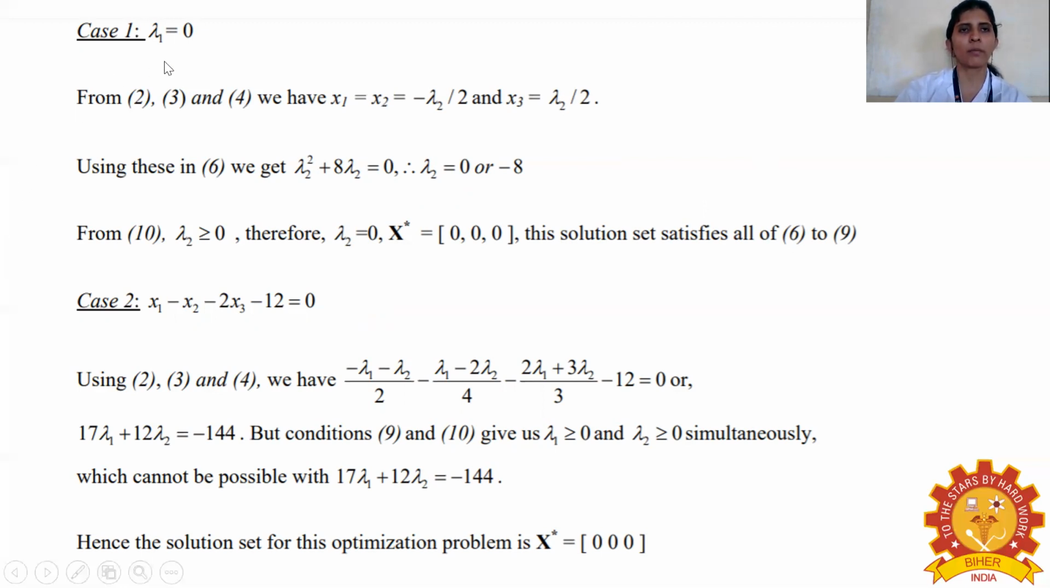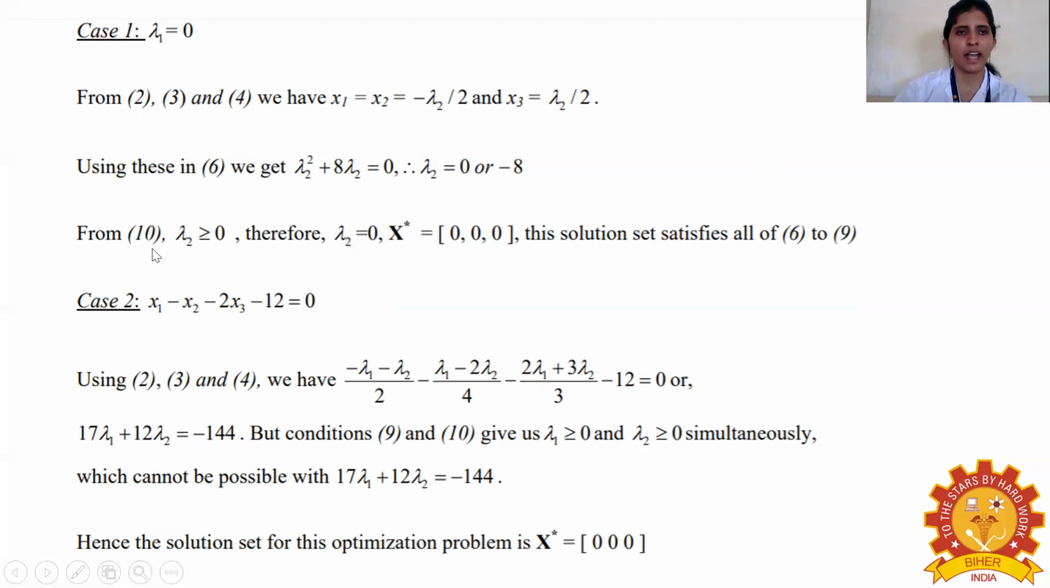For case 1, suppose lambda 1 equal to 0. So from equations 2, 3 and 4, we'll receive x1, x2 and x3 values. And using these values in equation 6, we get lambda 2 value. So from equation 10, we have that lambda 2 must be greater than or equal to 0. So therefore, we take the value as lambda 2 equal to 0. So the solution set would be x star equal to 0, 0, 0. So this solution set satisfies all of equations from equation 6 to equation 9.